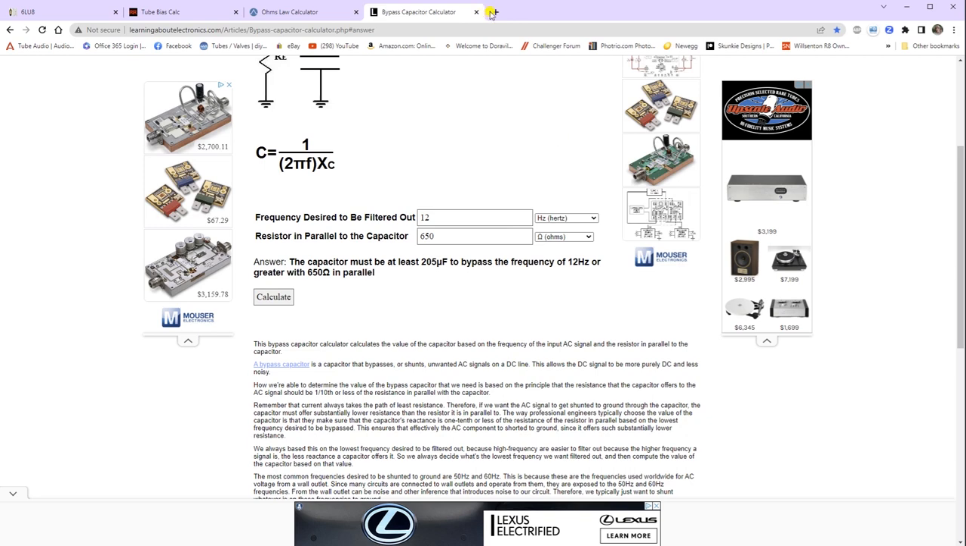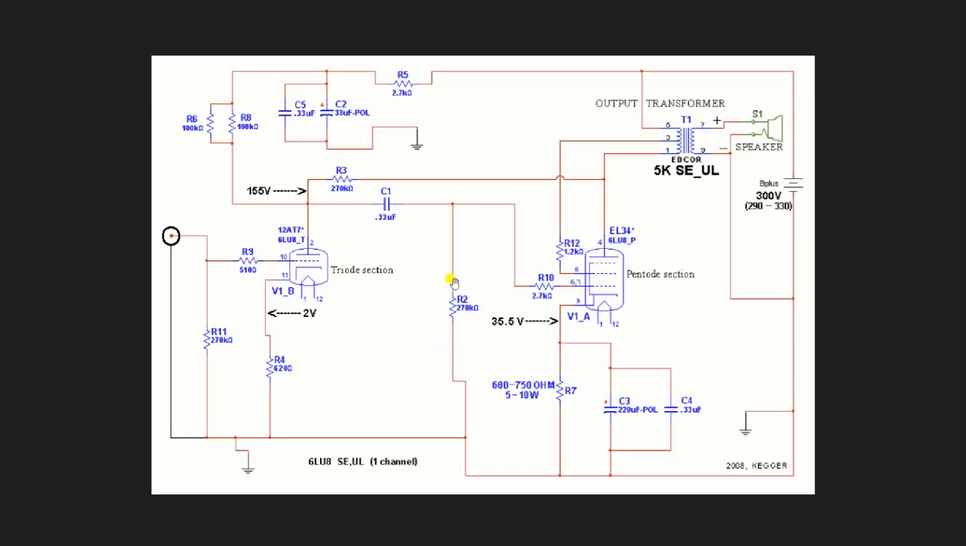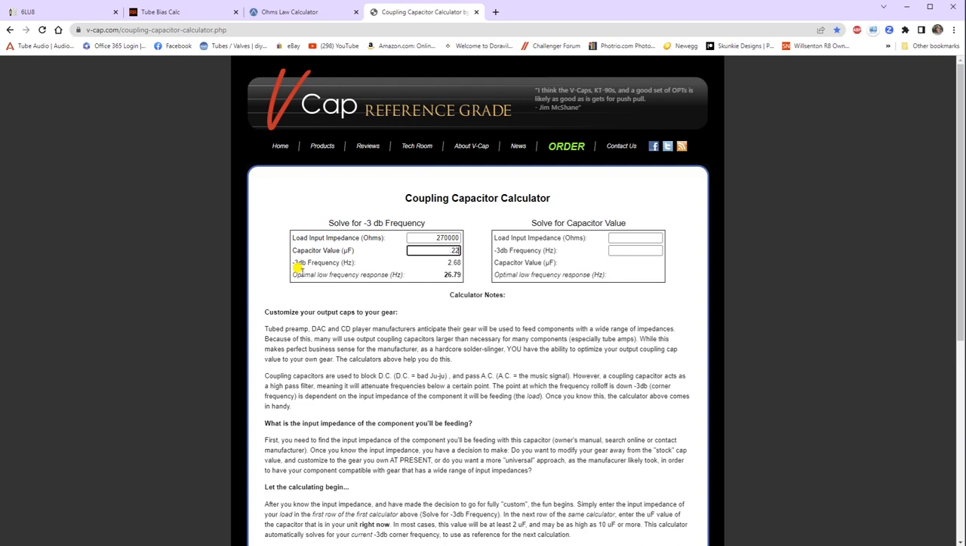The next thing we want to look at is the coupling cap. So here is the impedance, which is going to be this resistor. And I'll show you how this relationship works. Let's go ahead and put this 270K in. So here's our optimal low frequency response, would be 26 hertz. So if we put the 33 UF in, it's down to 17. And that's why he was saying to put a 33 UF cap in there. If we put a 470K in there, that allows us to use a 22 UF. Even a 620K would allow us to use a 0.15 coupling cap.